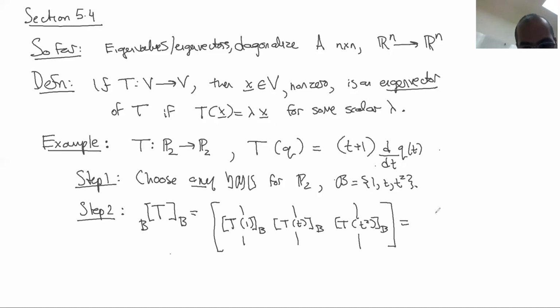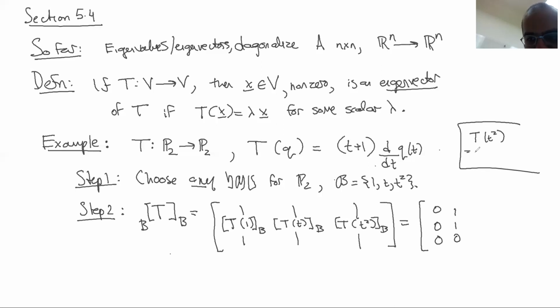If you figure out what these are, if you differentiate the polynomial 1, you get 0. So the first one is just 0. The transformation of the polynomial little t: if you differentiate that, you get 1, so it's just t plus 1. That's the polynomial with coefficients 1, 1, 0. And for t squared, T of t squared is t plus 1 times 2t, so it's the polynomial 2t squared plus 2t. The coefficients are 0, 2, 2. So that's the matrix of T with respect to the basis B.